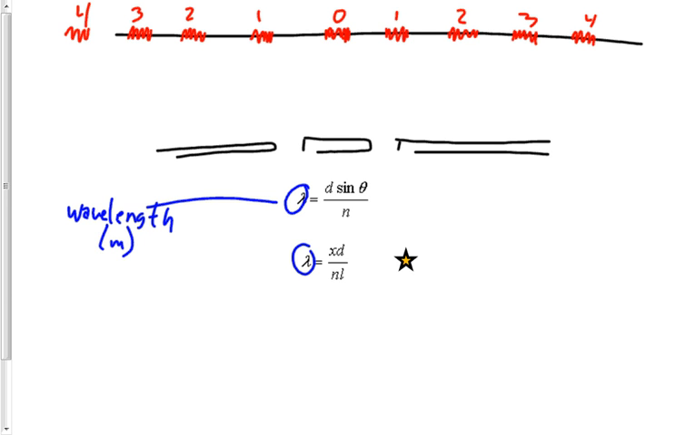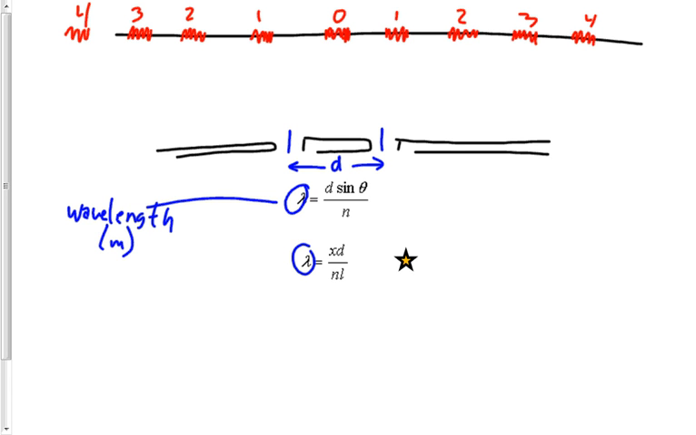D is going to be the distance between the openings. Distance between the slits, from the center of one slit to the center of the other slit. That's going to be measured in meters. Now this is going to be a really, really small number. It's not like it's going to be 1 meter or 1.5 meters. It's going to be centimeters, even smaller than that, millimeters even. So don't be surprised if you see D as 10 to the minus whatever.